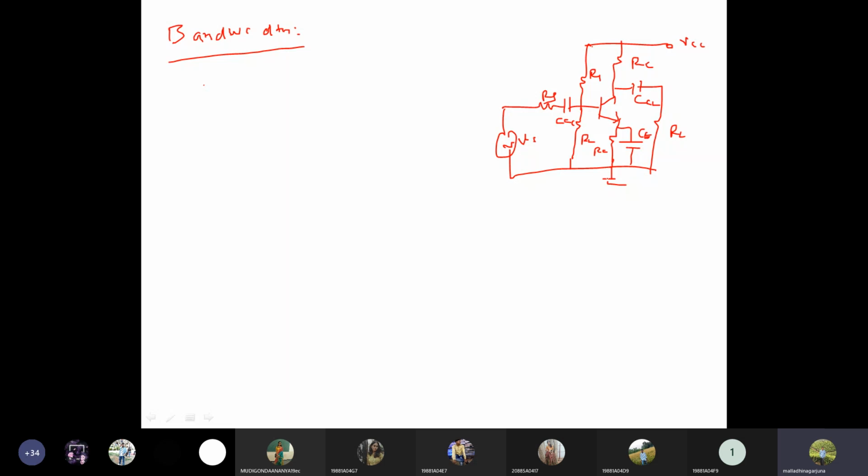So for the single stage CE amplifier, on the input side we will call it a low pass filter. This is a low pass filter. The capacitor is in parallel with the series node. So this is a low pass filter.